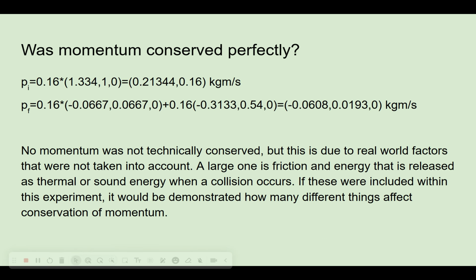Was momentum conserved perfectly? So we solved for initial momentum and then final momentum. As you can see, the initial momentum and final momentum are not the same. So momentum was not technically conserved, but this is just due to real world factors that were not taken into account. A large one is friction, and the energy released as sound and thermal energy when a collision occurs. Like you hear the pool balls collide, which is taking out energy. So if these were included within this experiment, we demonstrated how many different things affect conservation of momentum.